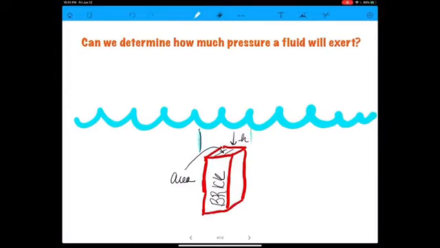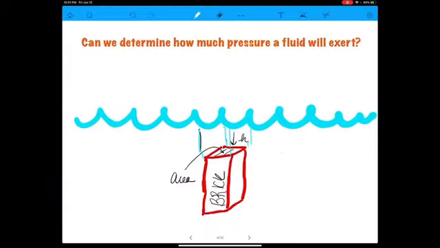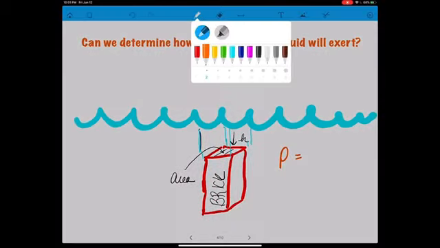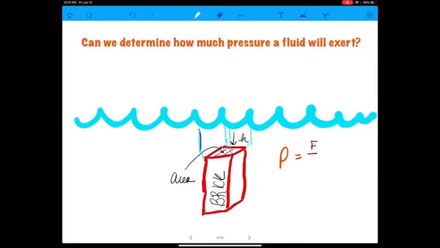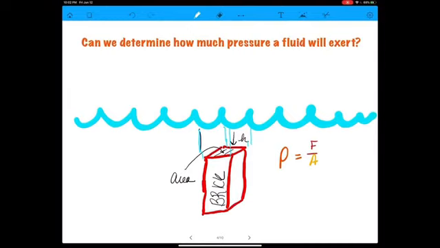Let's pretend we have a column of air above our brick here, like a column of water. The weight of the column of water above this brick is creating pressure at the top of the brick. To figure out an expression for the pressure, we'll start with our initial definition of pressure, which is P equals F over A, where P equals the force exerted at a particular area.